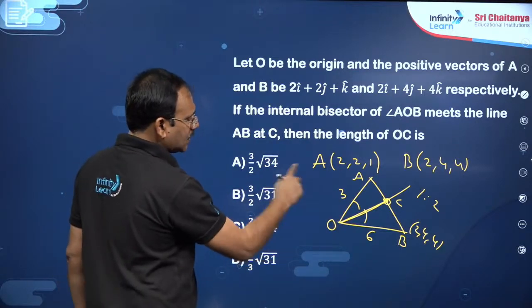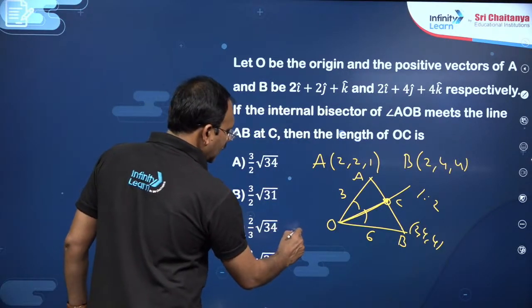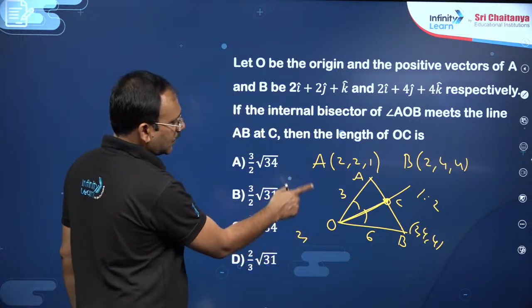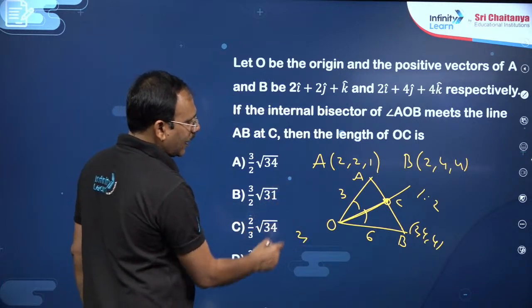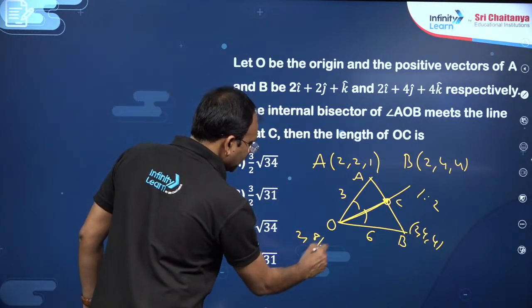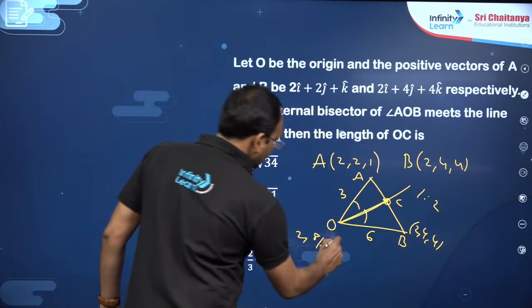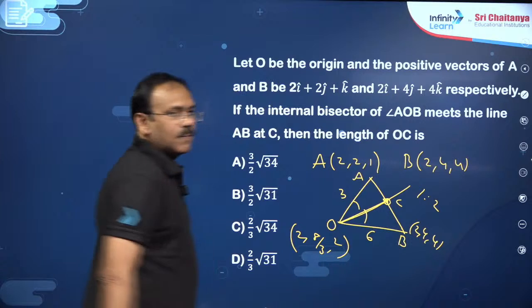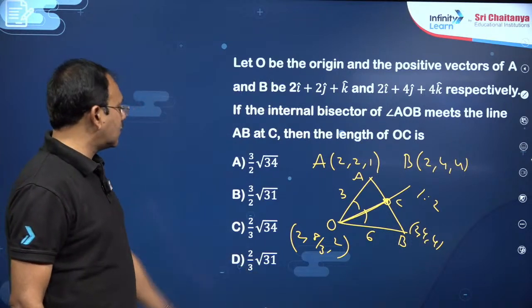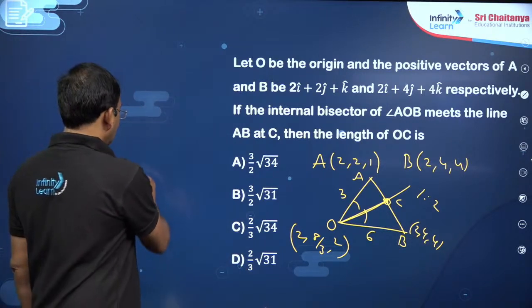That is 2 plus 4, 6 by 3 will become 2. This is again 4 plus 4, 8 by 3. This is the next 4 plus 2, 6 by 3 will become 2. This is going to be the point C. He is asking the length of OC. Just find the distance, my dear friends.